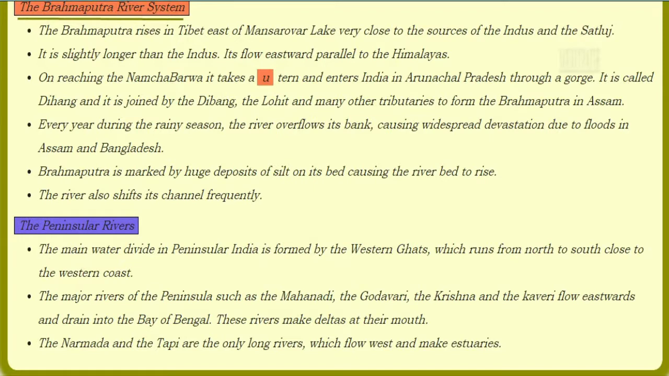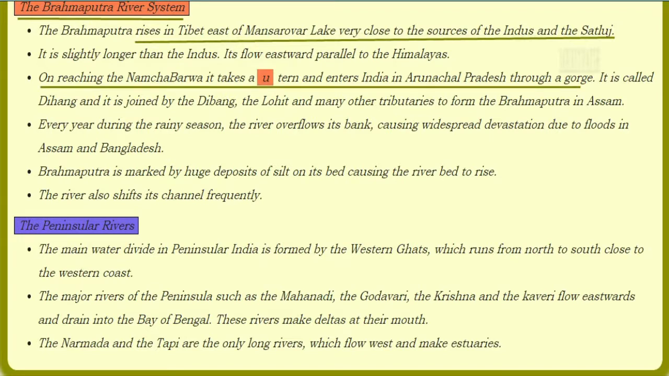Next is Brahmaputra river system. This Brahmaputra river rises in Tibet east of the Manas Sarovar lake, which is very close to the sources of Indus and Satluj. It is longer than the Indus river. It flows eastward parallel to the Himalayas. On reaching the Namcha Barwa, it takes a U-turn and enters India in Arunachal Pradesh through a gorge.